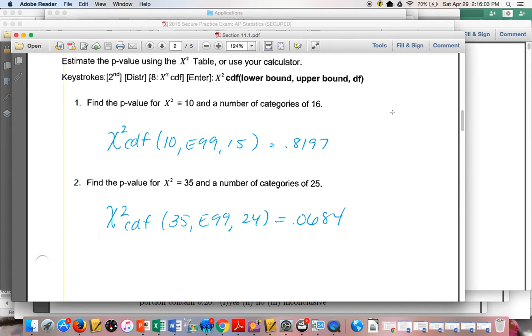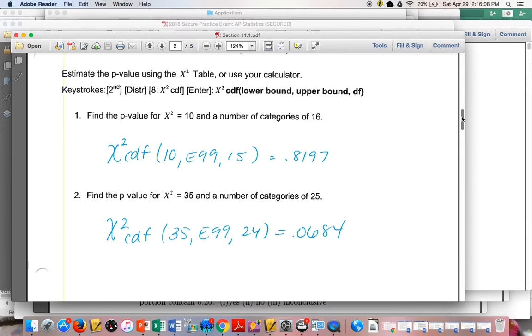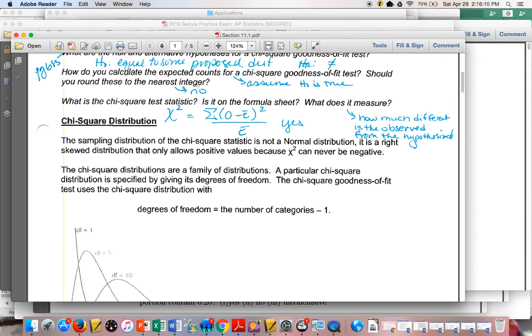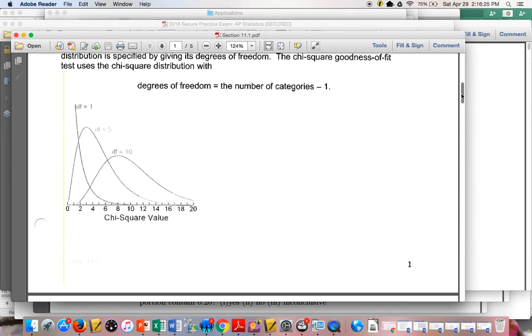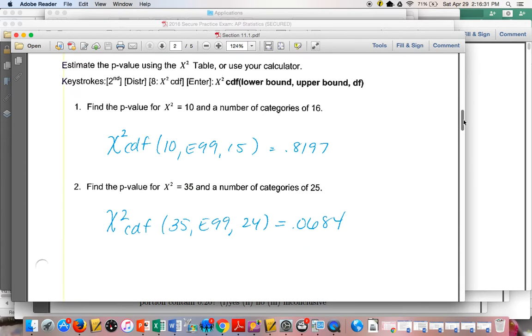Since the chi-squared test is always a right-skewed distribution and it's a squared test statistic, this answer will never be negative. When the observed and expected are close to each other, the test statistic is small. If the observed and expected are far away from each other, the test statistic is bigger. So it always goes in that direction. When you find a p-value, it'll always be in the right tail, so the upper bound is always going to be positive infinity.